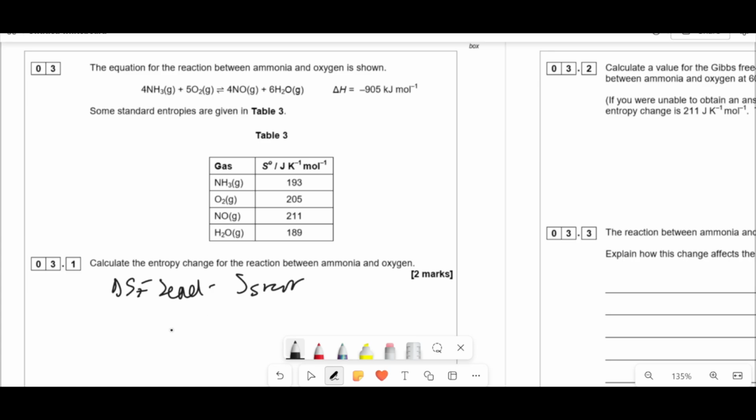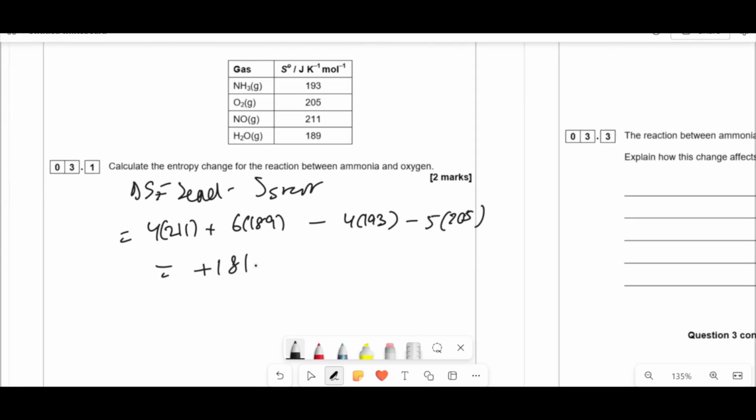So the S at the end is going to be 4 lots. So that's going to be 4 times the NO, which is 211, plus the 6 times the H2O, 189, minus the start one. So it's going to be minus 4 lots of the 193, minus the 5 lots of the. If we do that, we should get plus 181 joules per Kelvin per mole.